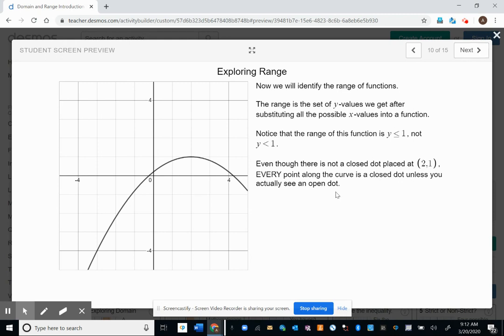So now we're going to be looking at the range of the function. Remember that the range represents the y values. And it says here to notice the range is y is less than or equal to 1, not just y is less than 1. And so where we see the point 2, 1, that would be like the vertex of this parabola. It would be assuming that there's not a hole in the graph right there, which there isn't. It would be a closed point. It's just that it's not an endpoint, so you can't really tell the difference.